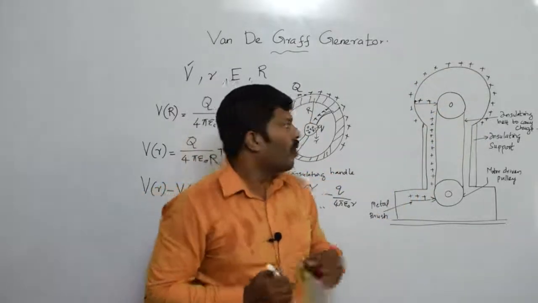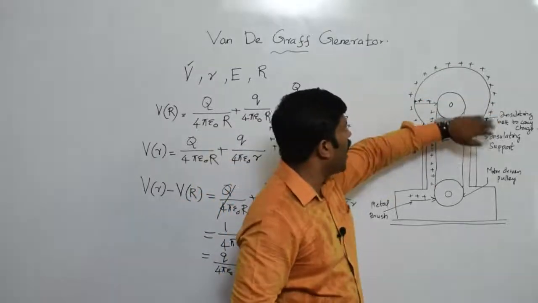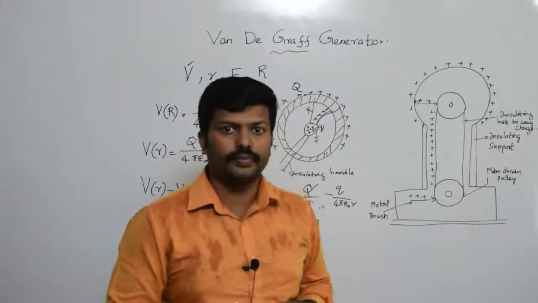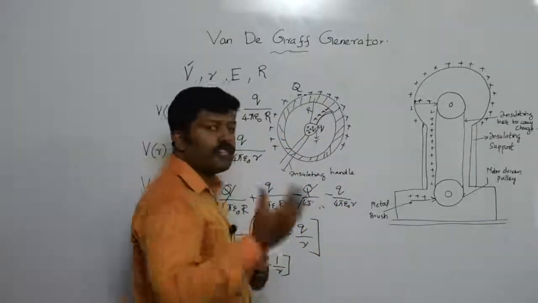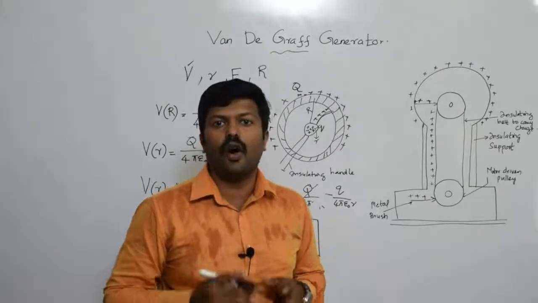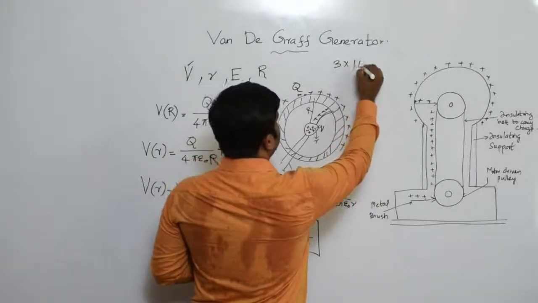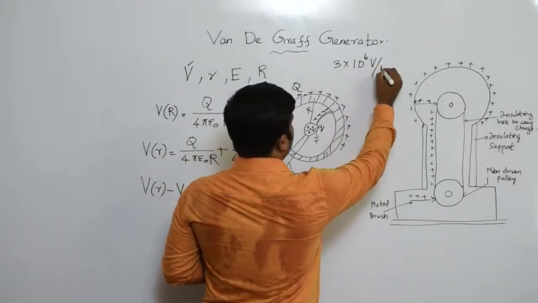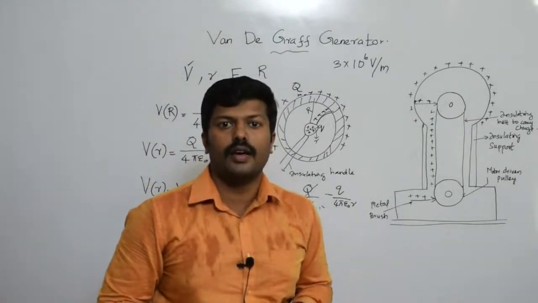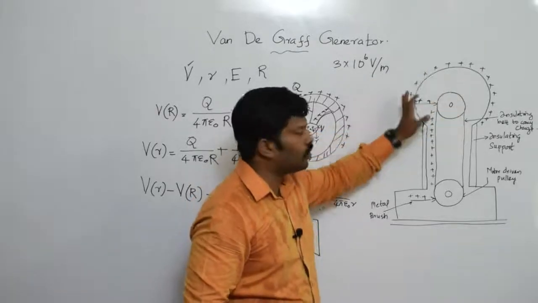What happens when this continuously happens is that the charge will accumulate on the larger disc and create a large potential. So how much will it create? It will create until it reaches the breakdown potential of the air. The breakdown field of air is given by 3 into 10 to the power 6 volt per meter. This is the breakdown electric field value for air, and up to that it can get charged.